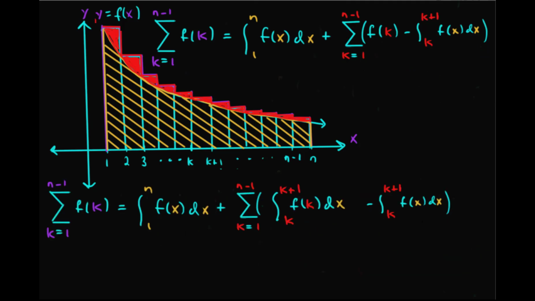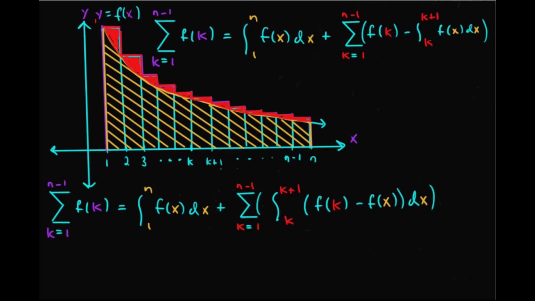And so now I can rewrite this sum on the right-hand side as the sum from k equals 1 to k equals n minus 1 of, open parenthesis, the integral from k to k plus 1 of f of k dx minus the integral from k to k plus 1 of f of x dx, close parenthesis. And then I can combine those two integrals into one. So I'll get that this equals the sum of the integrals from k to k plus 1 of f of k minus f of x dx.